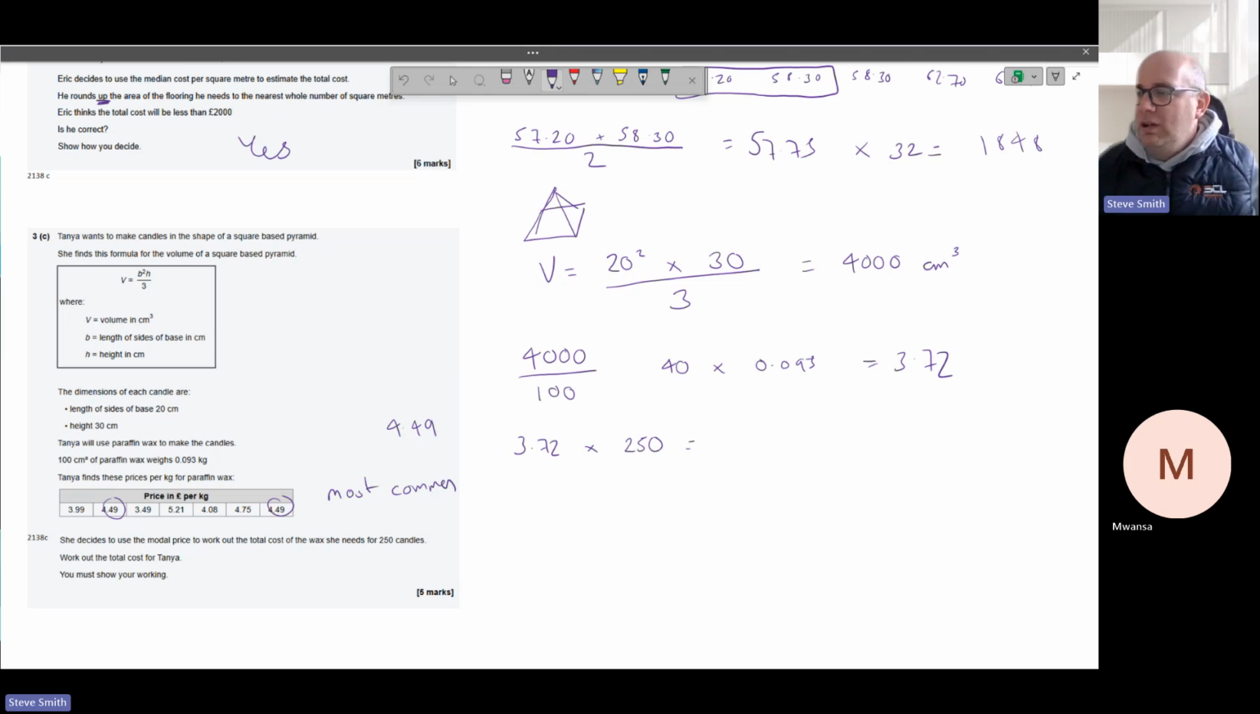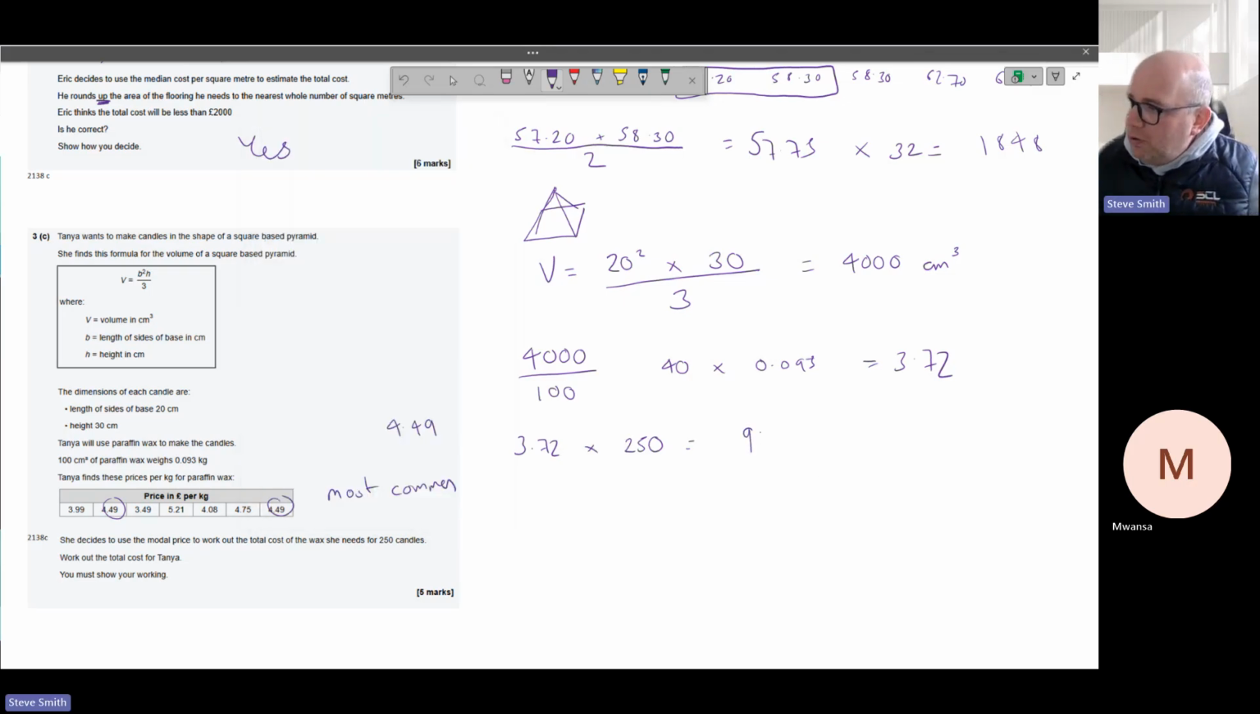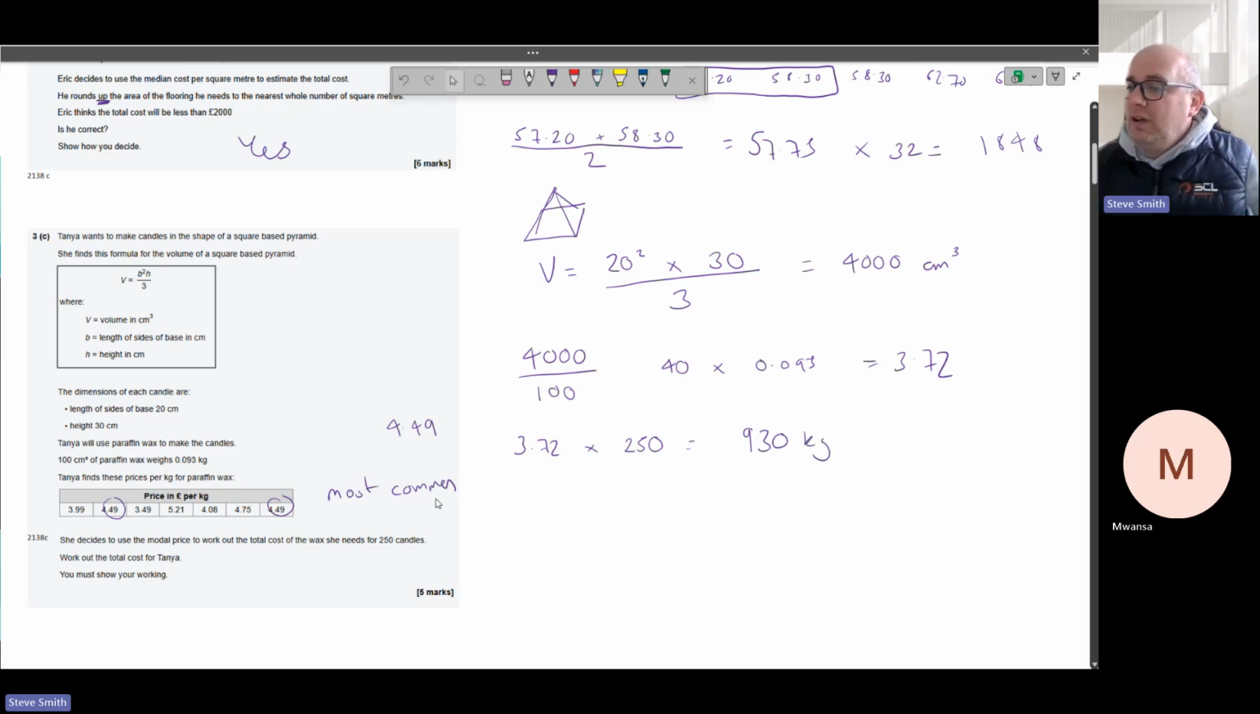So this is our kilograms of wax that we need. Let's have a look. We've got times by 250 equals... yeah, 930 kilos. Amazing. Wow, that is a lot of wax. 930 kilograms in total of wax. It does say 250.